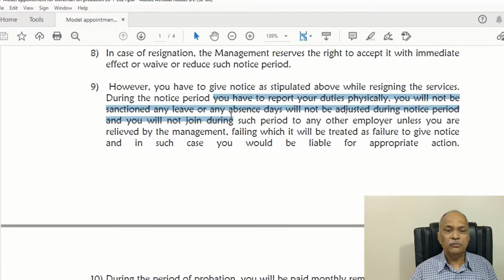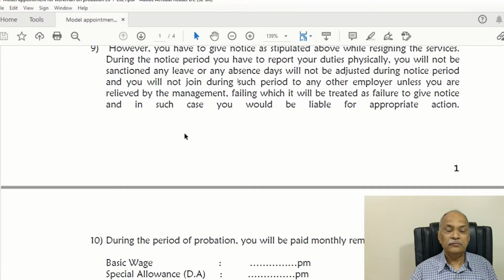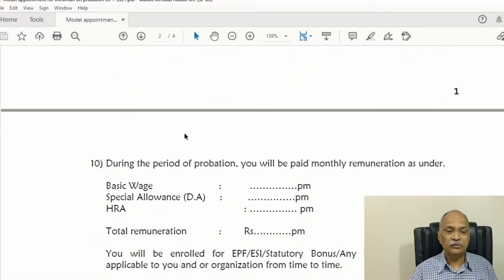Again, this is more important. During the notice period, if a confirmed workman is resigning, the workman has to serve physically during the notice period, because it is very clear. Somebody is confirmed in the services means the workman has been given confirmed responsibility. So if the workman leaves abruptly, it may invite problems for the organization. So many times the company doesn't allow any leave or any special absence from the duty.